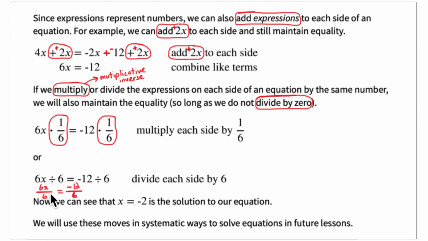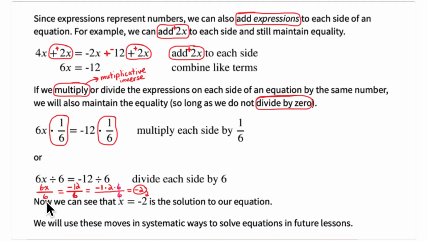And this simplifies: 6x over 6, those two 6's cancel. They equal 1, so you're left with x equals negative 12 divided by 6. And that simplifies. You can write the factors: the opposite of 2 times 6, 6 divided by 6 is 1, so it's the opposite of a positive 2, which is negative 2. So now we see that x equals negative 2 is the solution to our equation.